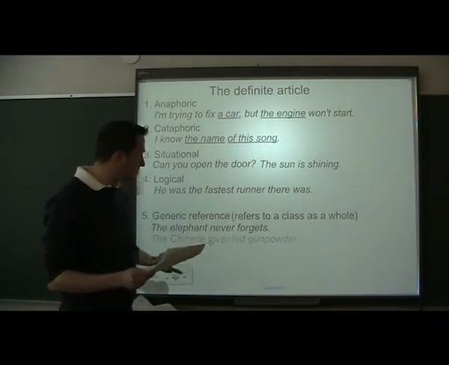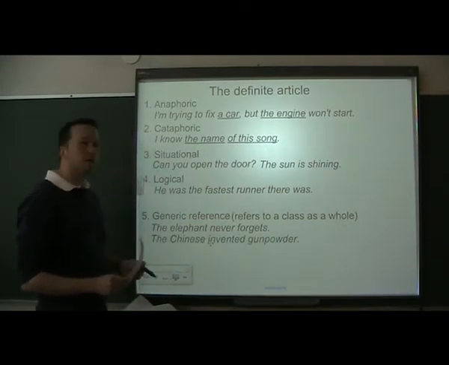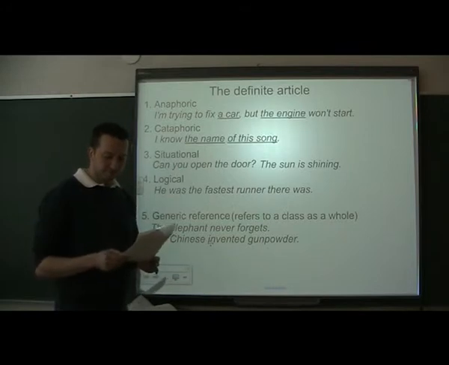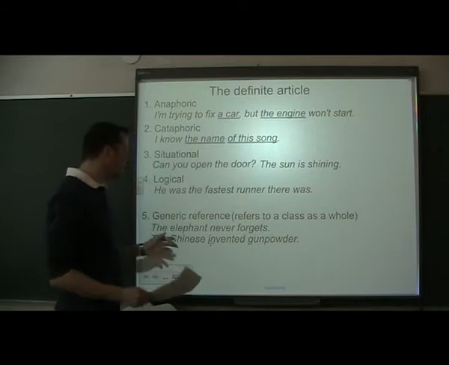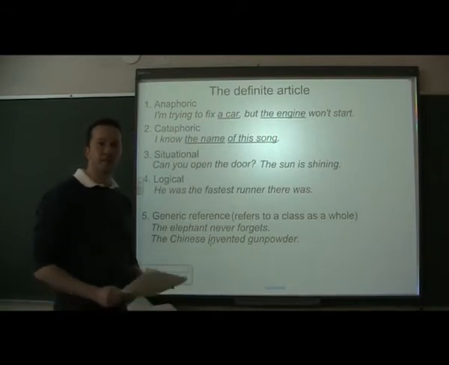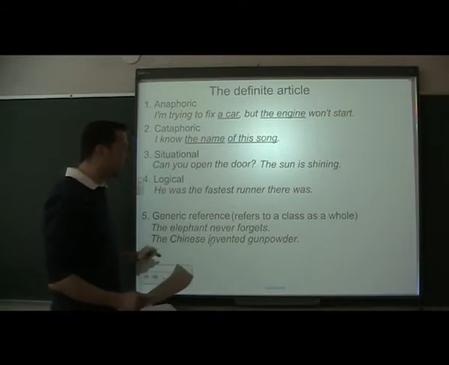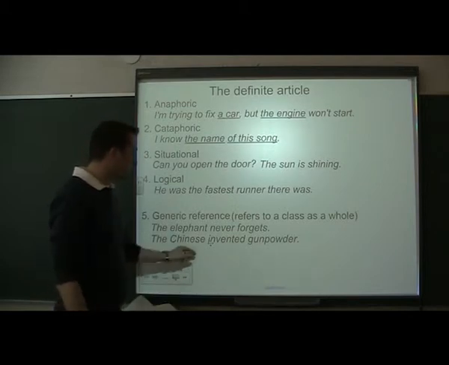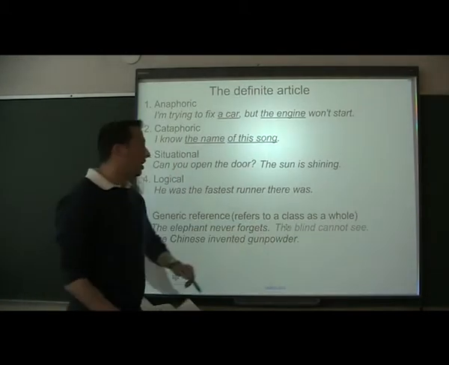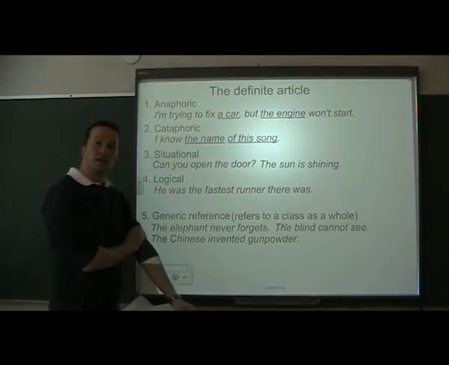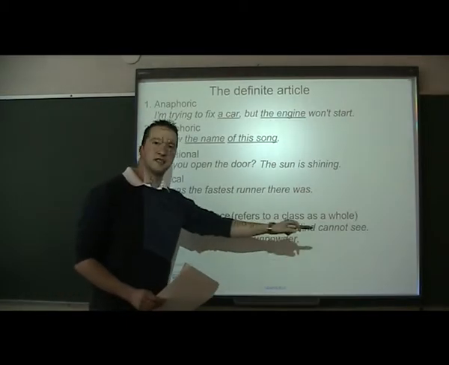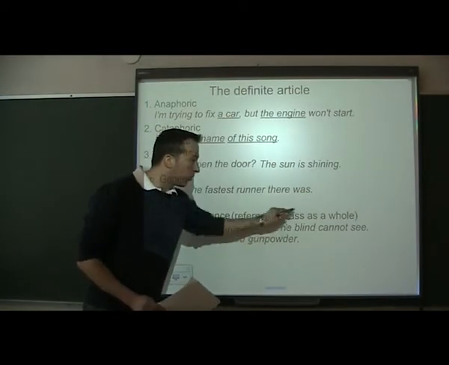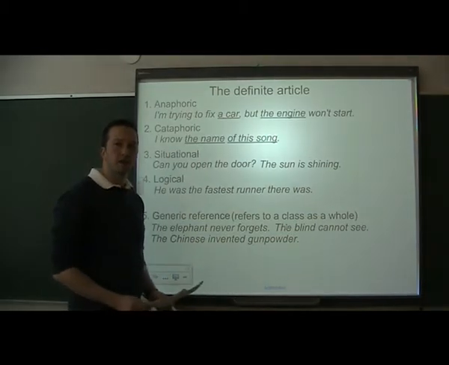We also use the definite article with plural nouns referring to nationalities, as in the Chinese invented gunpowder. Here the definite article tells us that it's the Chinese people that invented. Similarly to adjectives, adjective heads that have a human reference. The blind cannot see. It's all the blind people who cannot see.